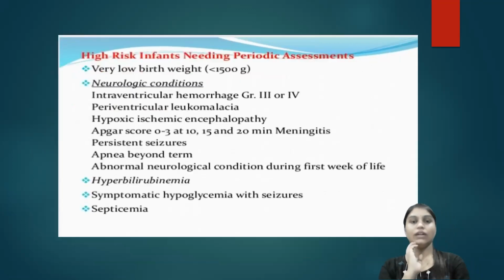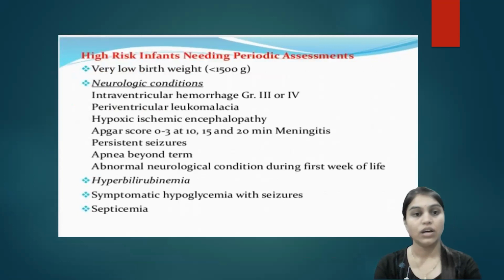High risk infants needing periodic assessment. First, very low birth weight, less than 1500 gram, and neurogenic conditions: intraventricular hemorrhage, periventricular leukomalacia, hypoxic ischemic encephalopathy, Apgar score 0 to 3 at 10 and 15 to 20 minutes, meningitis, persistent seizures, apnea beyond term, abnormal neurological condition during the first week of life, hyperbilirubinemia, symptomatic hypoglycemia with seizures, and septicemia.